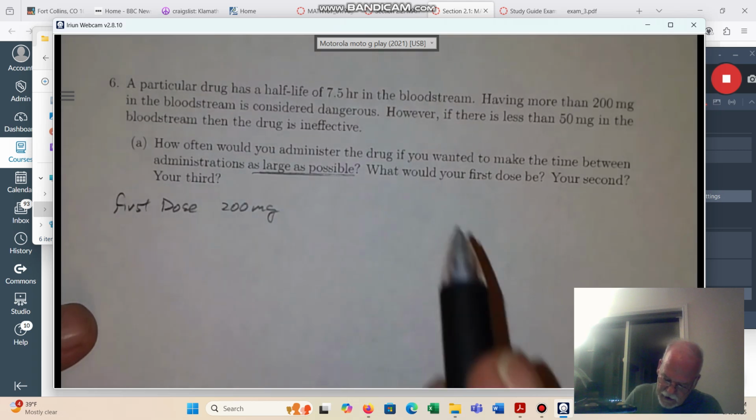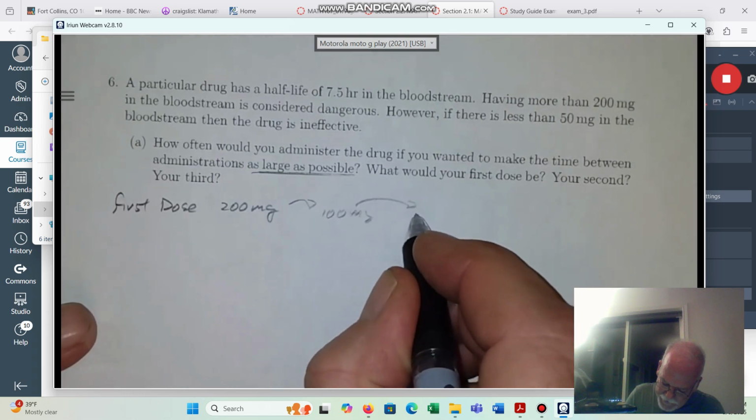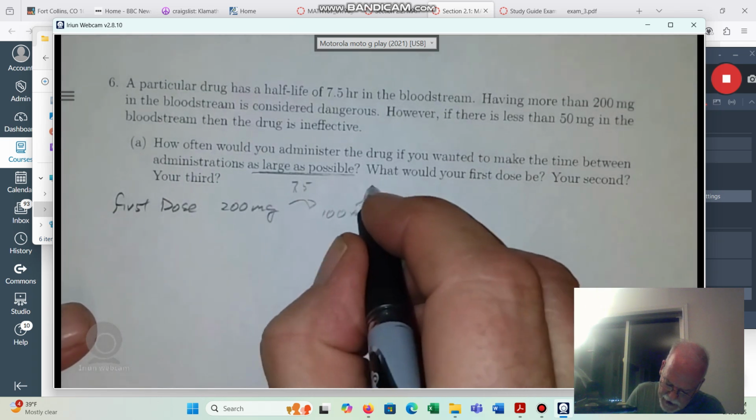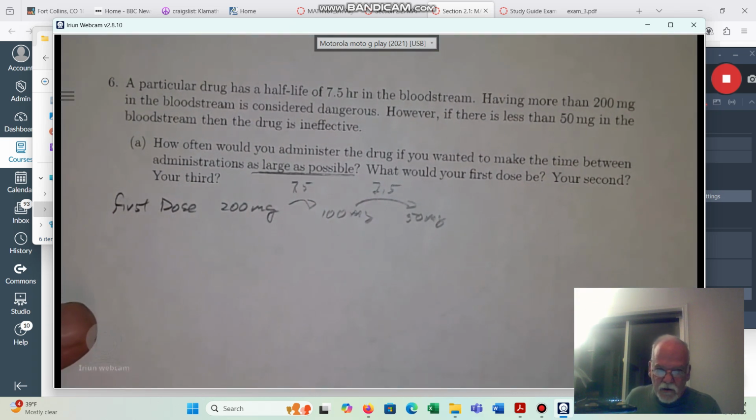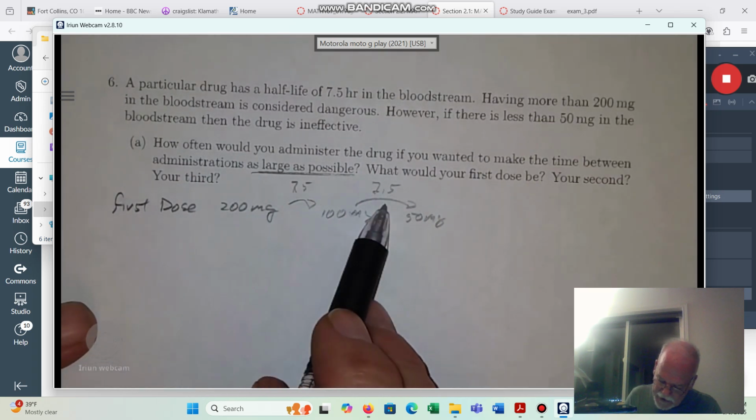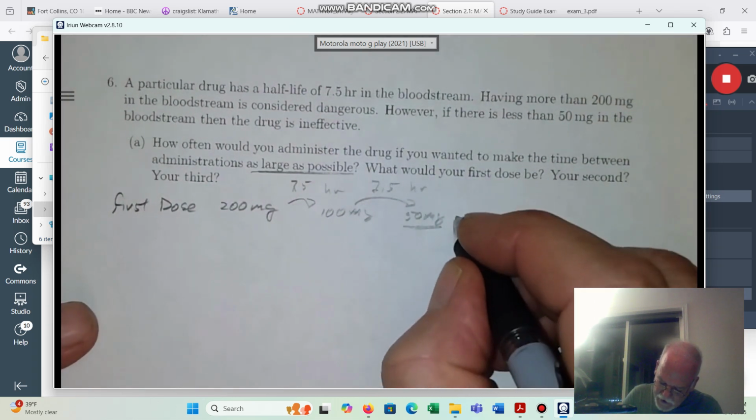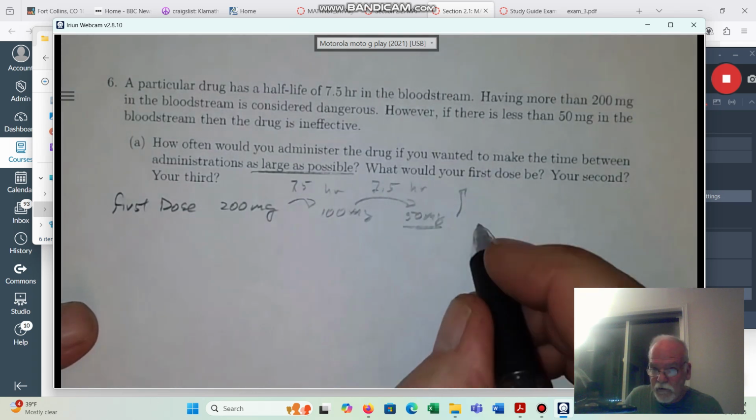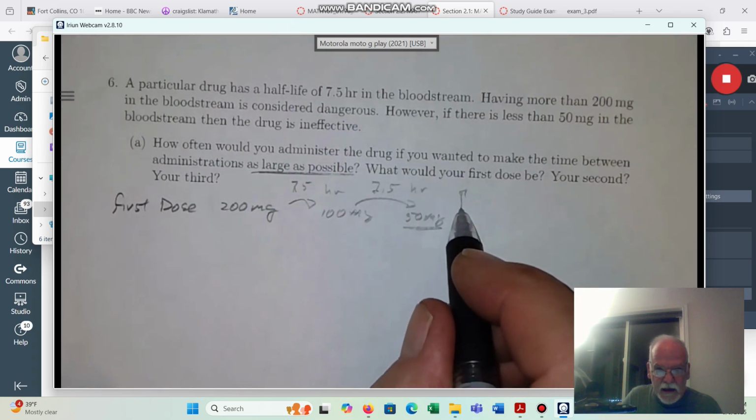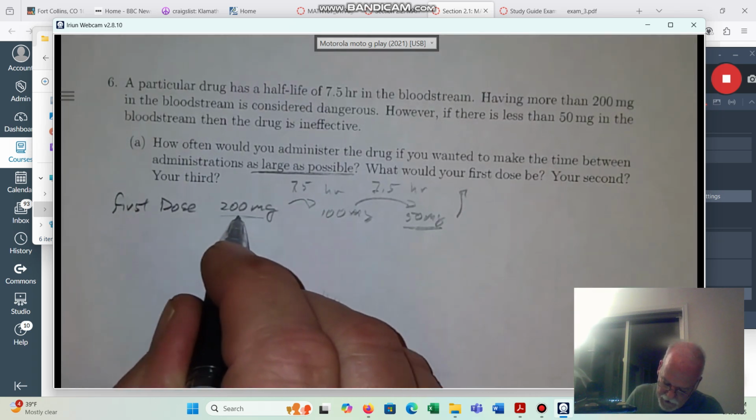And I'm noticing that if I do a half-life, that's 100 milligrams, and then another half-life would be 50 milligrams. So that'd be 7.5 hours and 7.5 hours. So my first dose would be 200, and then 15 hours later, I'd be down to 50, and then I'd have to give another dosage. So I have 50 milligrams in the body already, and I want to get up to 200.